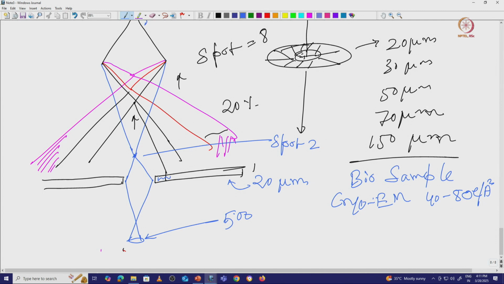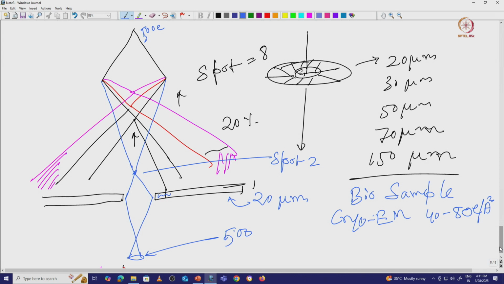So, what I was showing you here is that we have a total of 500 electrons, and all these 500 electrons are saturated here. So, definitely for cryo-EM, this is not a good spot size. So, we need something like that.